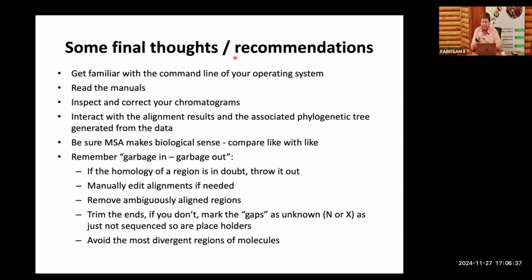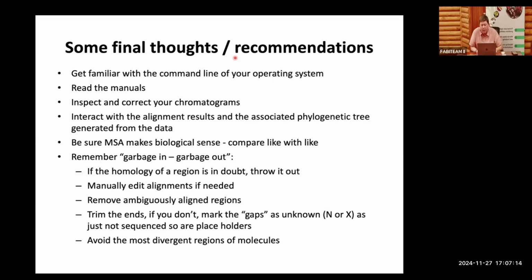Inspect and correct your chromatograms, fundamental step. Interact with the alignment results and the associated phylogenetic tree generated from the data. It's a two-way street. You take your phylogeny, does it make sense? You go back to the alignment, and so you go forward and backwards. In my opinion, phylogenetics is the same as in the lab. We are doing experiments until we find the optimum and the best result. So whether you do things in the bioinformatics realm, it's like a lab. My computer is my lab.